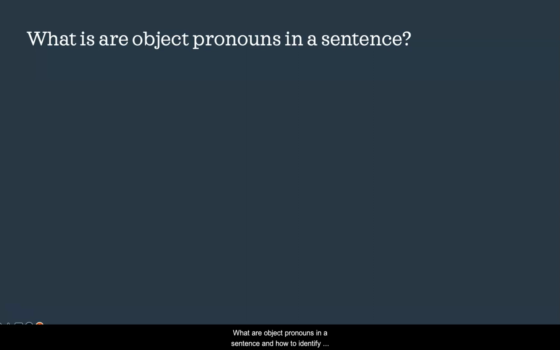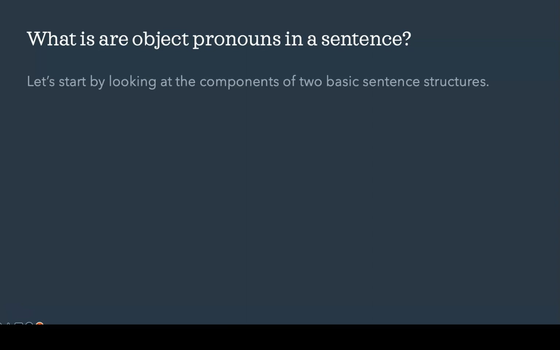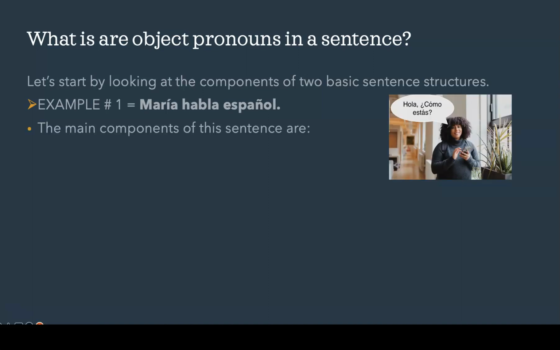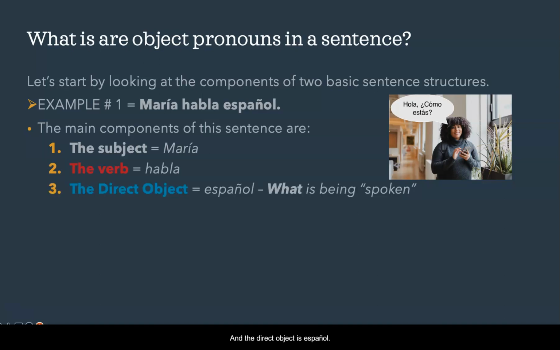What are object pronouns in a sentence and how do we identify them? Let's start by looking at the components of two basic sentence structures. The very first one: María habla español. The main components of this basic sentence are: the subject is María, the verb is habla, and the direct object is español, what is being spoken. So we have a sentence with a direct object.